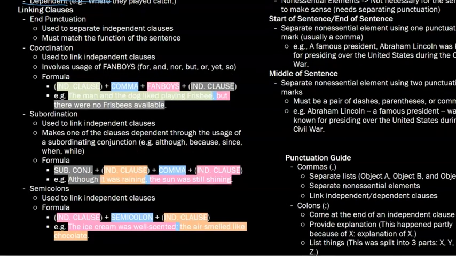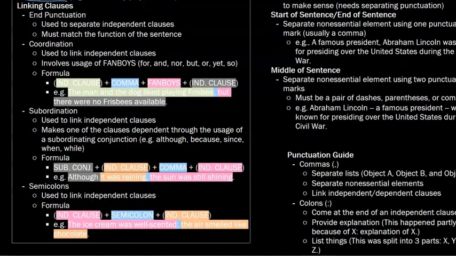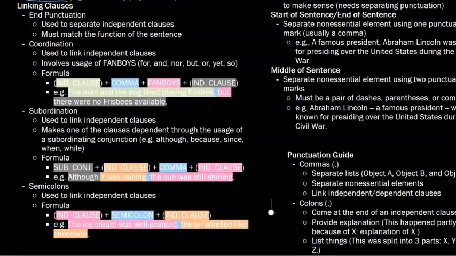Now we have to link clauses, right? We have to link our dependent and our independent clauses, and there are quite a few ways to do that. The first thing is end punctuation, which is kind of a qualifier for all of this. If your sentence is asking a question, it's going to end in a question mark. If you're making a statement, it ends in a period or an exclamation point, if you're making a command or something. That should just be common sense.